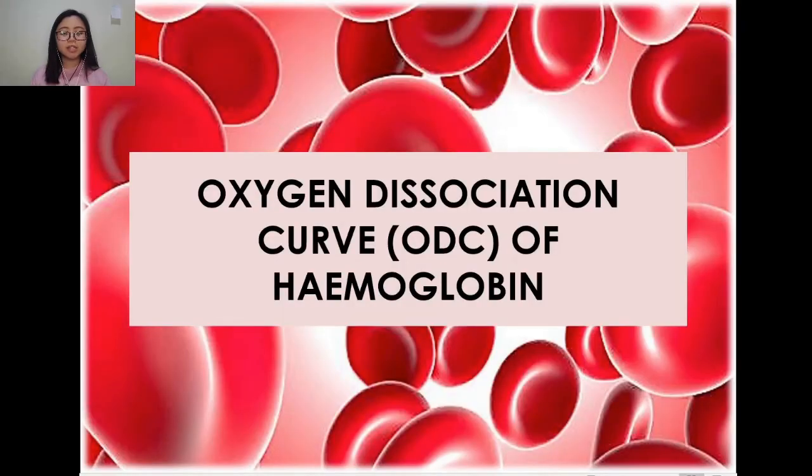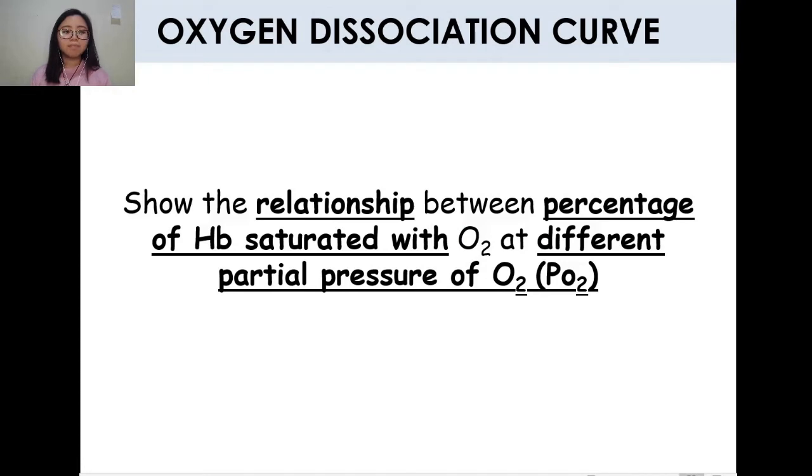So let's look at this oxygen dissociation curve or ODC of hemoglobin. The purpose of having this oxygen dissociation curve, tujuan kita tengok ini raja, is to show the relationship between percentage of hemoglobin saturated with oxygen at different partial pressure of oxygen. Berapa banyak oksigen yang ada dalam hemoglobin pada tekanan partial pressure yang berbeza.